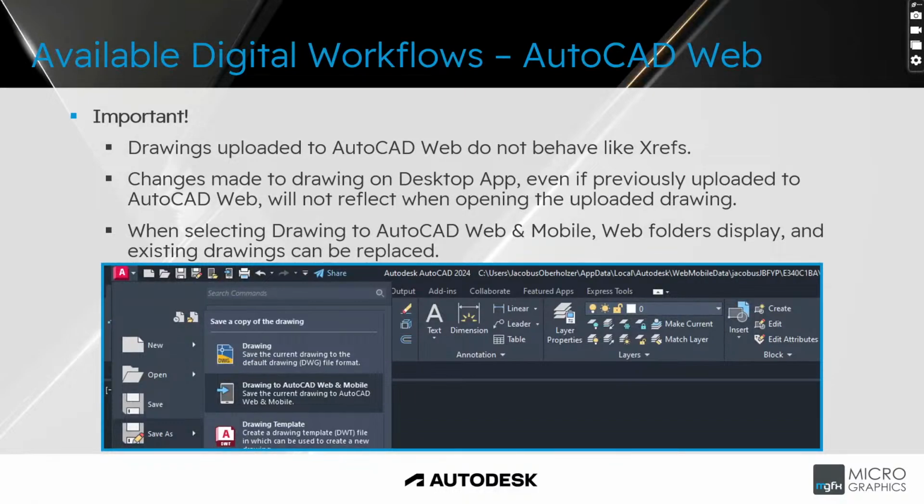All right, so when you've uploaded a drawing, the drawing does not behave like an Xref. So if you're uploading a drawing from your local machine or your local device onto AutoCAD Web, it does not behave as an Xref, meaning that once you've uploaded that drawing, if you then open up that drawing from the local folder and you change it, those changes will not automatically reflect within AutoCAD Web.